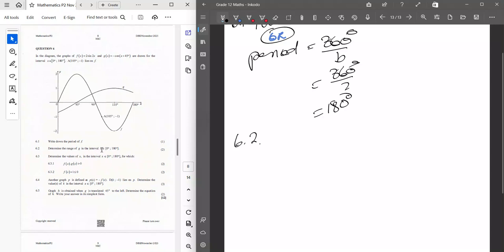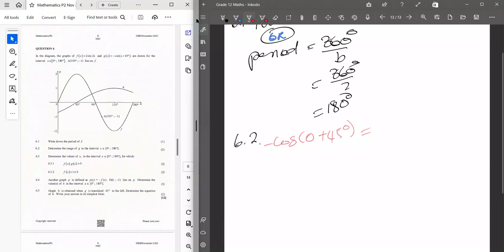6.2, let's see. Determine the range of G in the interval. Be careful, the range of G in the interval 0 degrees to 180 degrees included. What is the lowest Y value here? You need to ask yourself a question: what is negative cos of 0 plus 45?